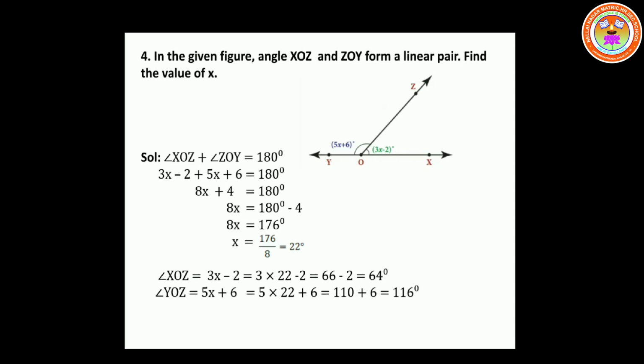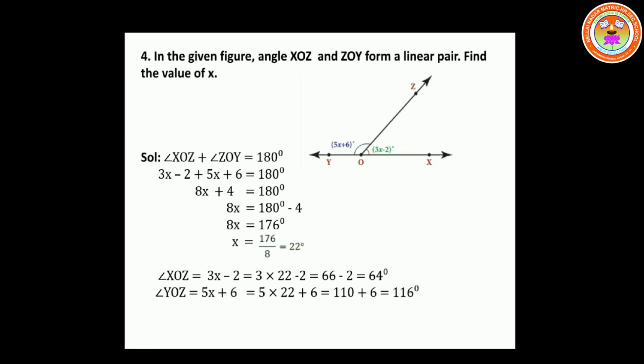Now 3x plus 5x, that is 8x, and 6 minus 2 is 4, that is equal to 180 degrees. Now 8x, you keep it on the left hand side, transpose 4 to the other side, becomes 180 minus 4, therefore that is equal to 176 degrees, and x is equal to 176 divided by 8, that is equal to 22 degrees. So the value of x is 22 degrees.